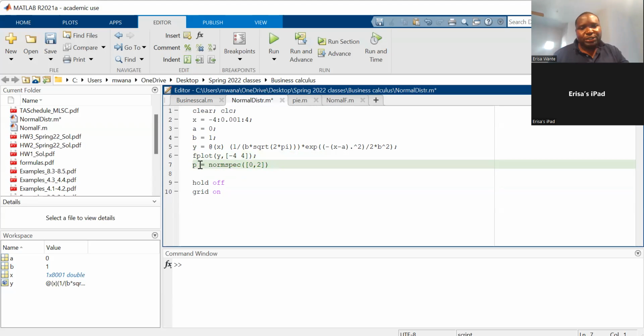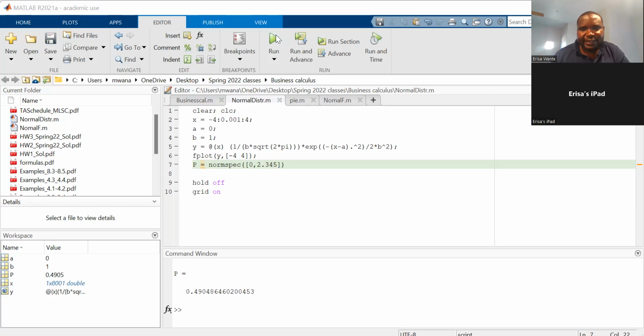MATLAB is so rich, it's a big software. We have a toolbox for statistics, and I can use capital P for the probability, with normspec. I want to get the area between 0 and, let me begin with maybe 2.345. If I go ahead and run this program, you will see the shaded part is the area.